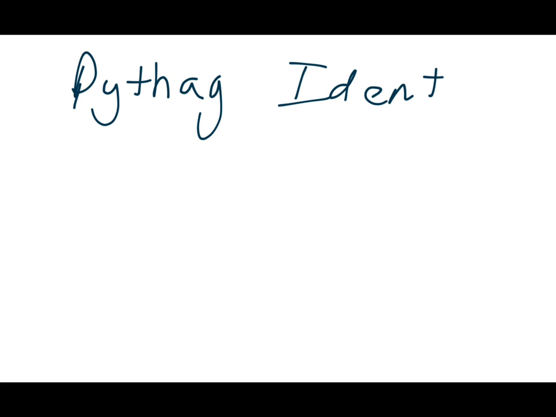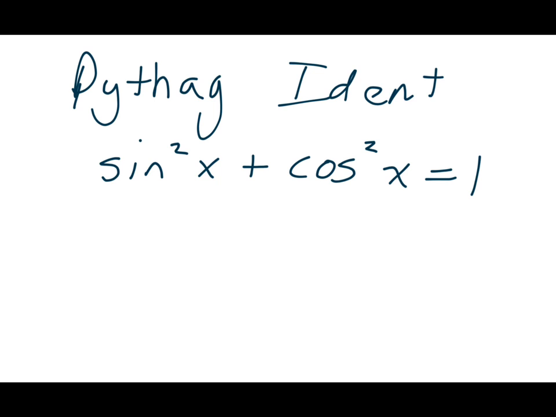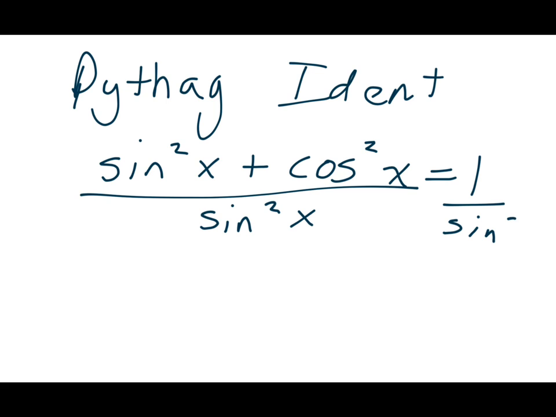And the last one is the Pythagorean identities. Now the first one, I showed you how we came up with this in the last chapter using the Pythagorean theorem. Okay, so there's the first one. Now if I divide everything by sine squared and use some of the identities that I just used, it's going to give you my next one.